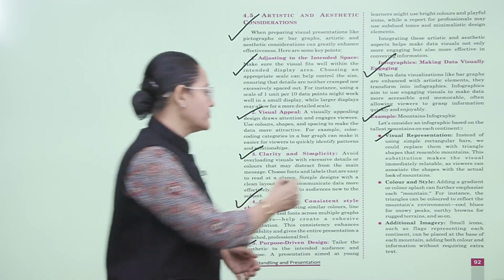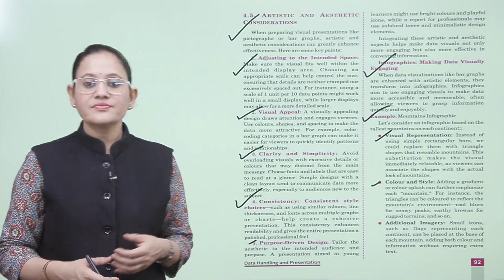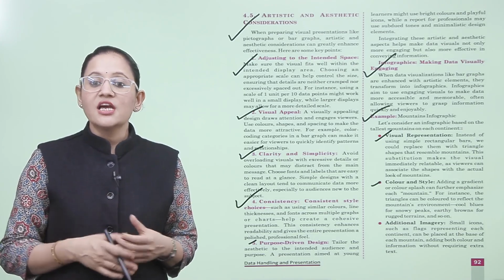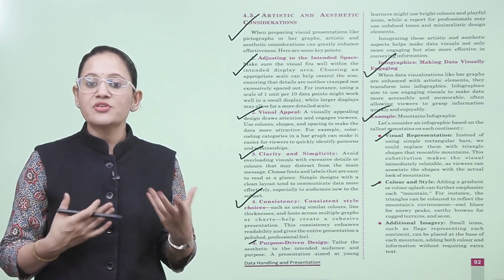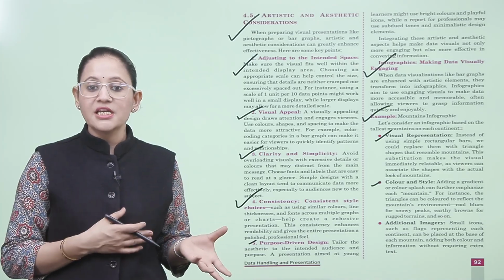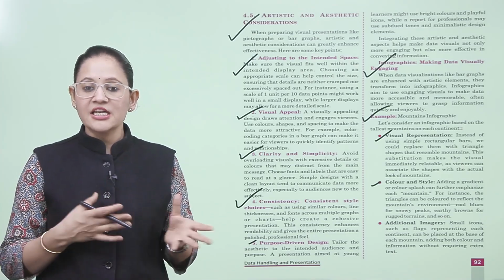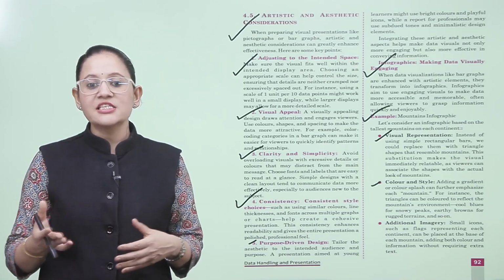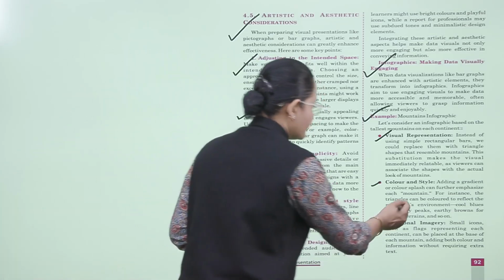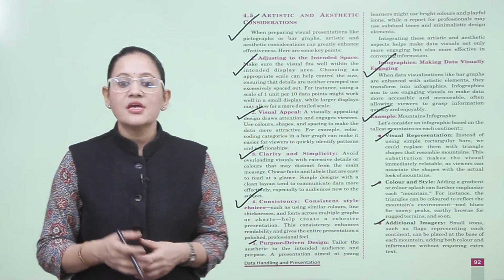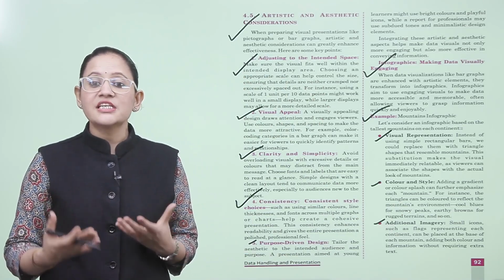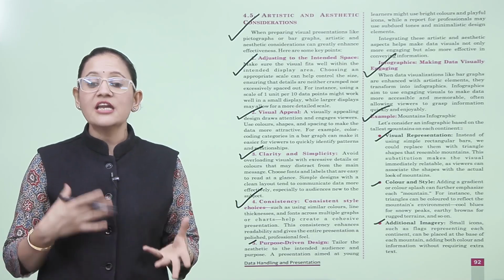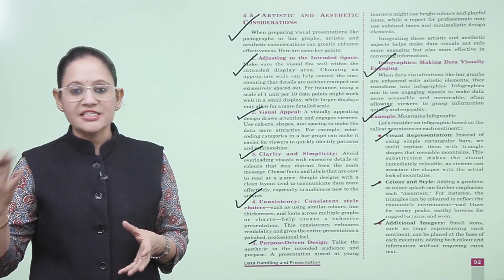Next is color and style. Adding gradients and color splashes further emphasizes the mountains. For instance, the triangles can be colored to reflect the mountain environment, cool blues for snowy peaks, earthy browns for rugged terrain and so on. So we can choose the color accordingly and style it. Next is additional imagery. Small icons such as a flag representing each continent can be placed at the base of each mountain, adding both color and information without requiring extra text.